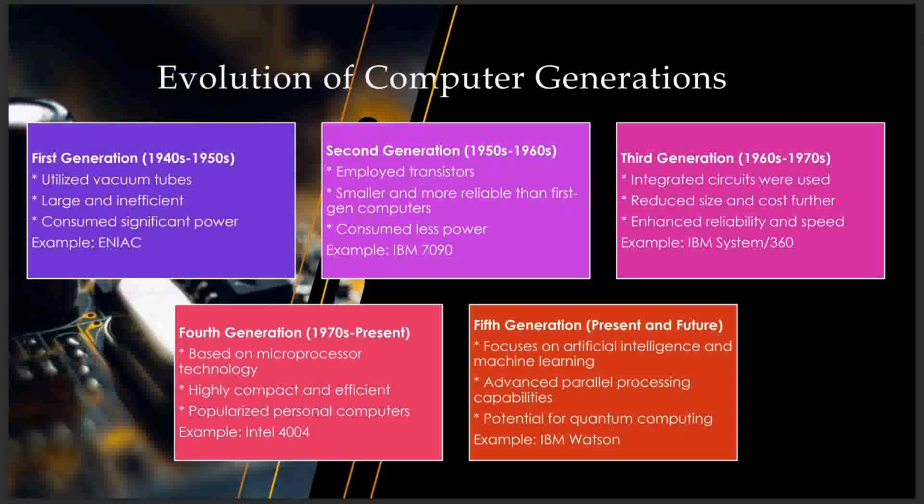The fourth generation, from the 1970s to the present, is based on microprocessor technology, leading to highly compact and efficient computers, popularized by personal computers such as the Intel 4004. The fifth generation focuses on artificial intelligence and machine learning, featuring advanced parallel processing capabilities and the potential for quantum computing, exemplified by IBM Watson.